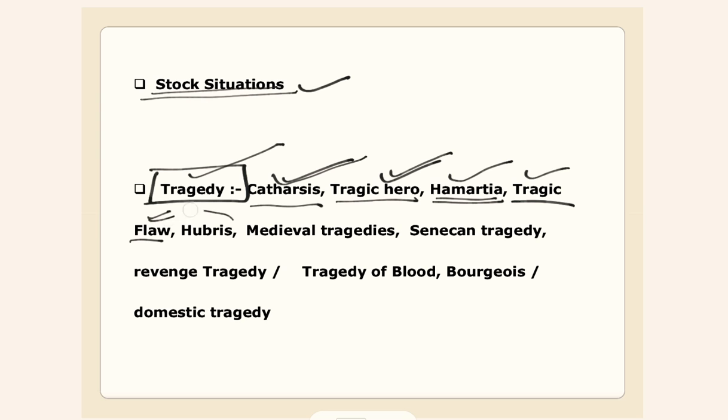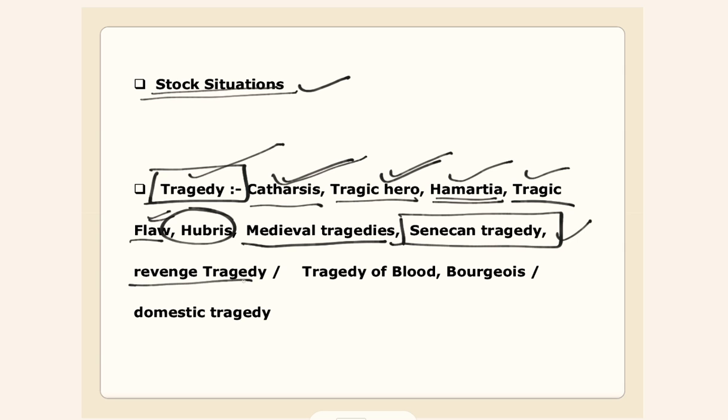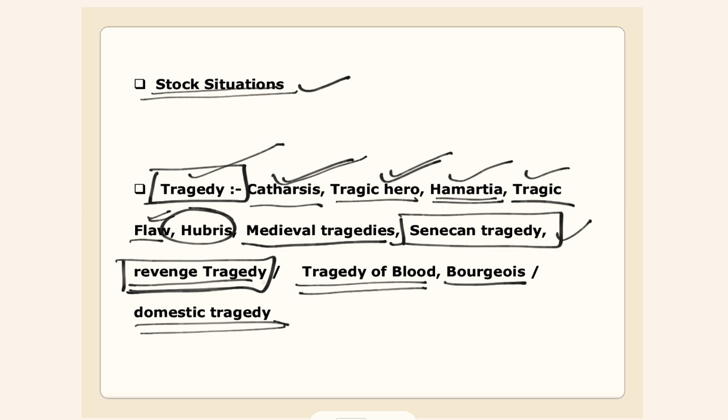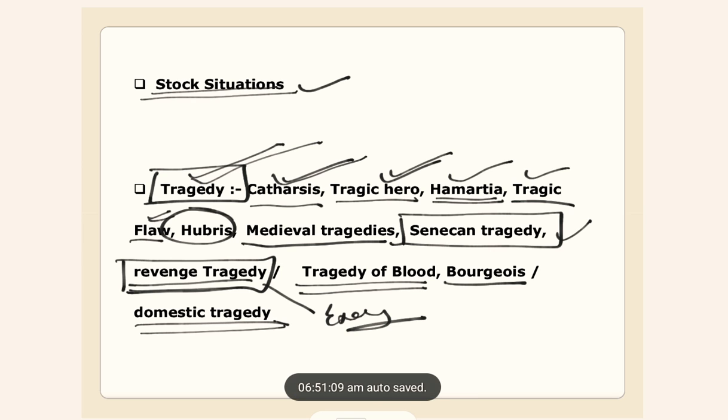Next one, hubris, medieval tragedies, Senecan tragedy. This is a very dominant genre during the English Renaissance. This drama highly influenced English drama of the 16th century. Revenge tragedy, tragedy of blood, bourgeois or domestic tragedy. Revenge tragedy is also very important from the exam point of view. So please remember and note down all these terms. This will be very helpful in your exam to understand the concept of tragedy.